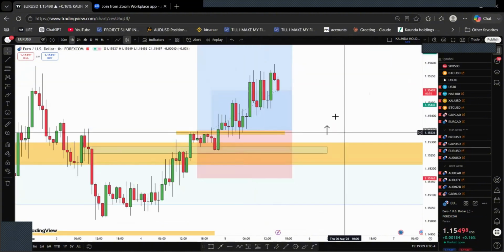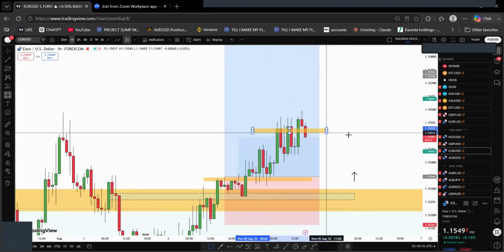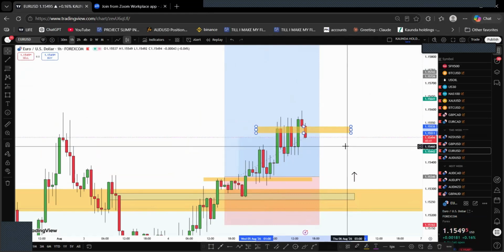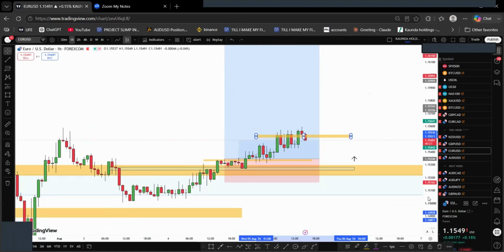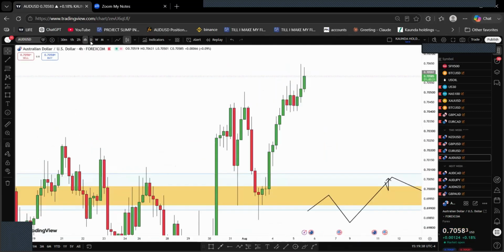Euro USD price is respecting this trend here. You see what I was telling you? Price now is having a deeper retest. Okay. So don't be discouraged when you see a deeper retest sometimes. Okay. So wait for price to break above. AUD, there was no entry here. And that's it for today.